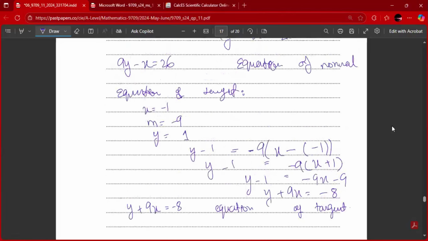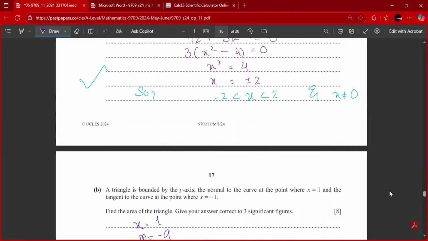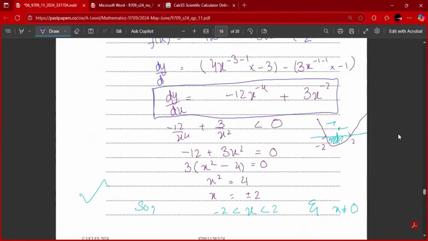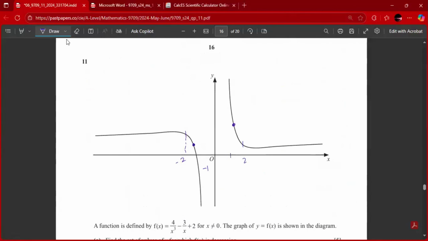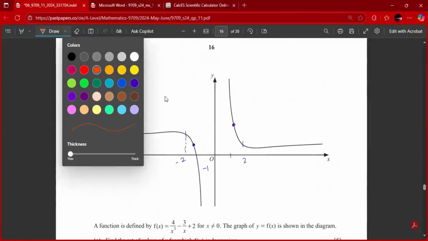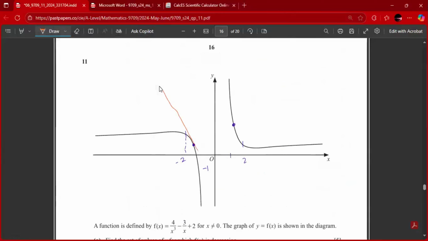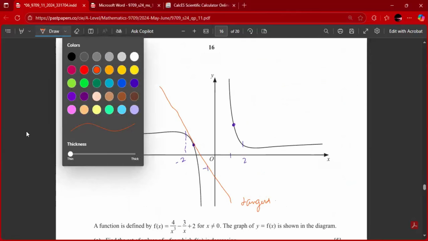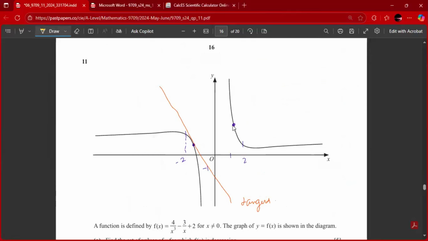So there is a triangle that is bound by the normal, the tangent of the curve. Now we need to understand and draw a diagram to help us. So let's say this is my tangent at the orange line. My tangent at -1, let's say. Now we take yellow color. We're drawing the normal at this point. Let's say the normal goes somewhere like this.